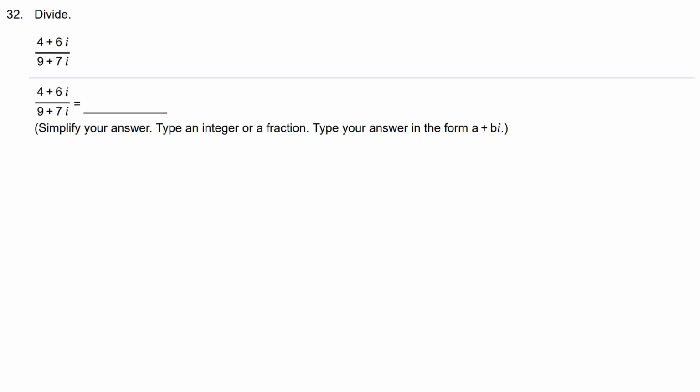Last question here is we're going to divide, and this is really about multiplying by the conjunction, or the conjugate, sorry. I'm doing multiple things here. Conjunction would be in Conjunction Junction if you know Schoolhouse Rock.